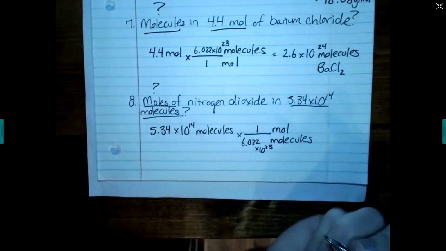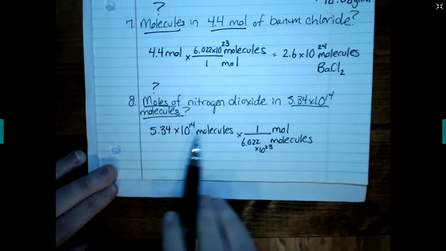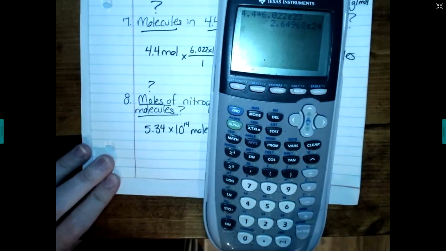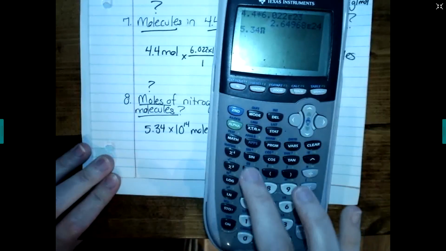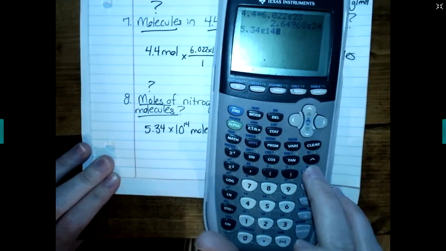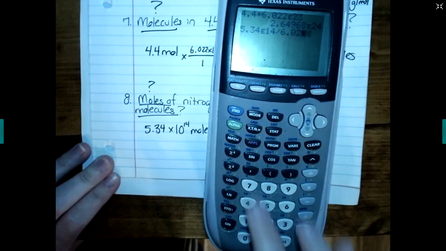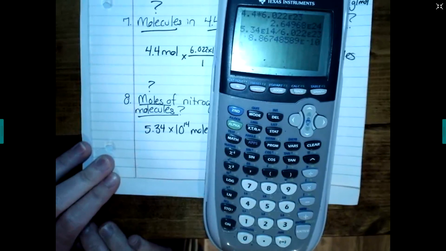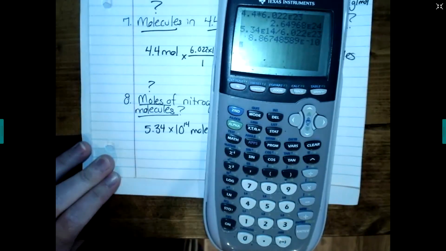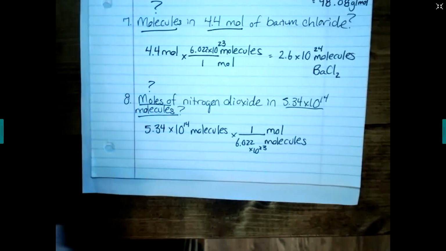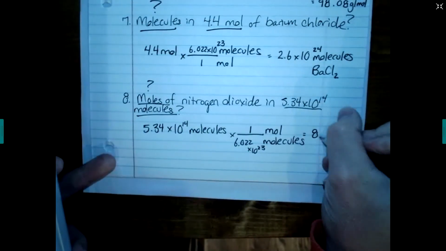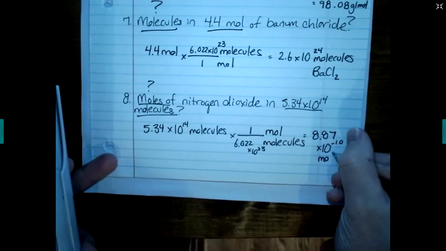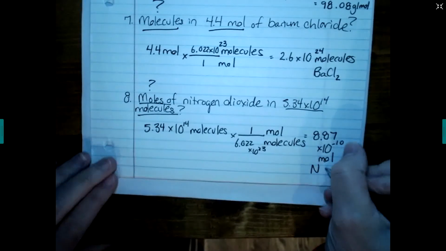So this time we are dividing. We're taking this number times 1 divided by Avogadro's number. So 5.34 E14 divided by 6.022 E23. I get 8.87 times 10 to the negative 10. And that is moles of nitrogen dioxide.